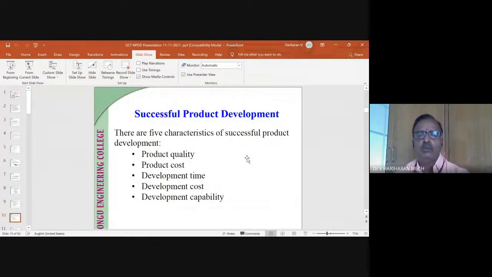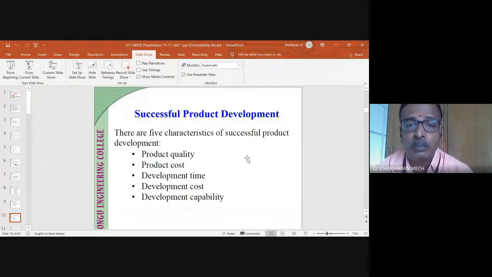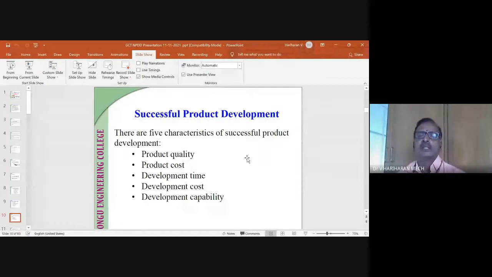Then, how can you get a successful product development? Everybody needs to be successful, because every businessman wants to succeed in the business. They have a desire that we cannot change. So, for getting a successful product development, there are 5 characteristics of product development. It is very, very essential to get a successful product.